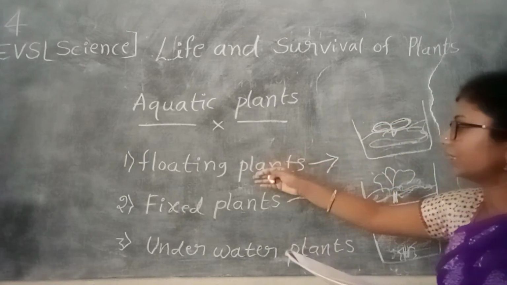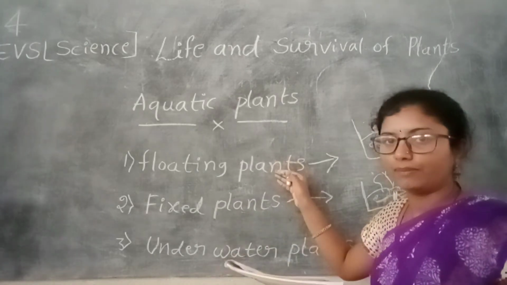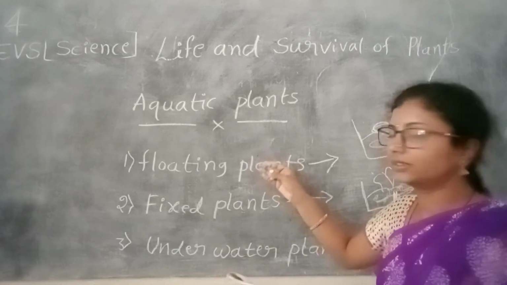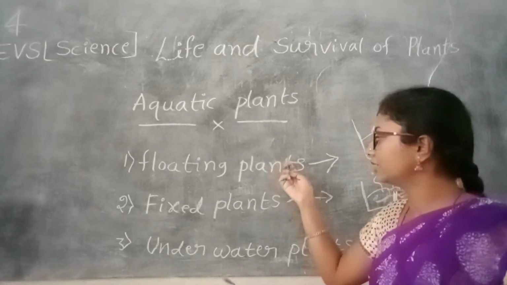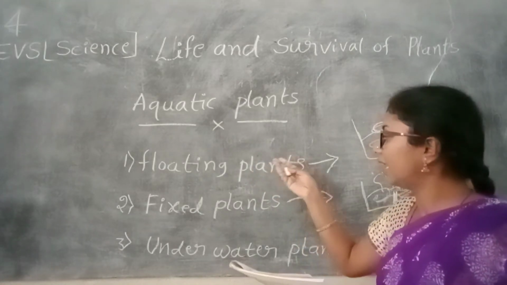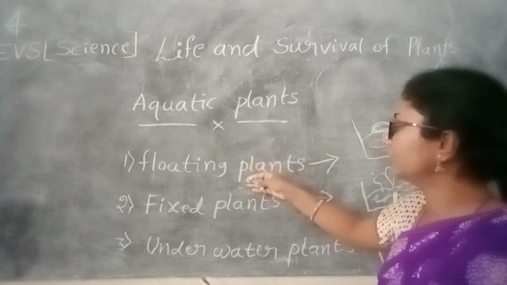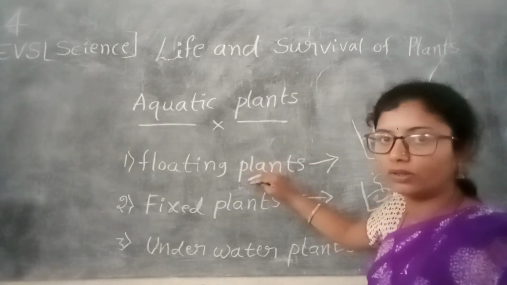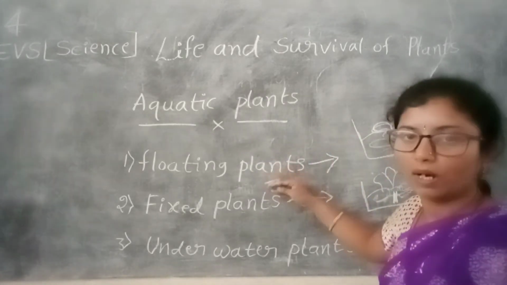Then what are the characteristics of these plants? They have small and light bodies. The size of these plants is very small, and they have little weight. So they are lightweight plants, and they float easily on water.